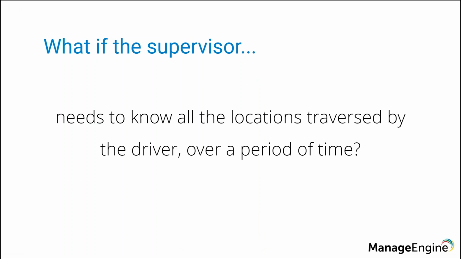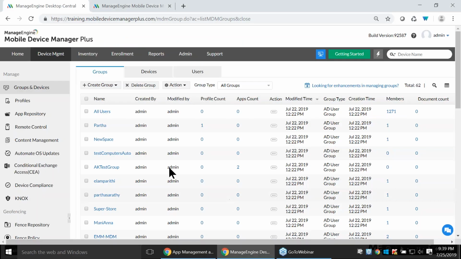So one day the supervisor comes up to me and says, hey, Naveen, I would like to know the last known location details traversed by my driver. He'd just like to cross-reference the details of the trips that were assigned. All I'd have to do is use the geo-tracking feature that is provided under the Mobile Device Manager Plus product.